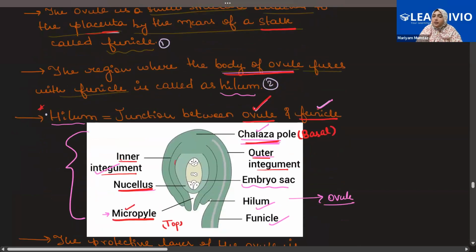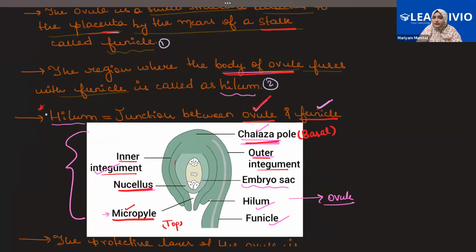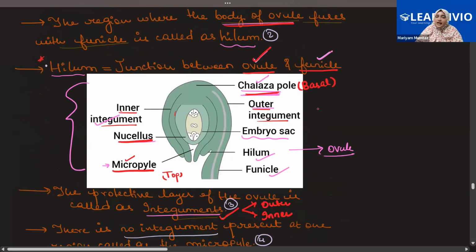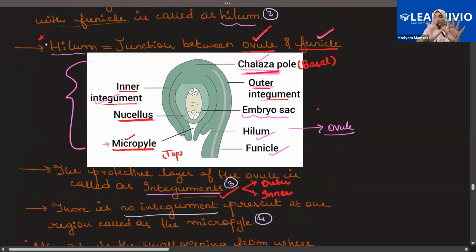So the funicle is a structure that connects the ovule to the placenta. Now the region where the body of the ovule fuses with the funicle, we call it as the hilum. The body of the ovule where it is fusing with the funicle. And if we talk about hilum, it is the junction between the ovule and the funicle. So this is the typical structure of the ovule. See, this is the funicle and this is how the ovule is attached to the placenta. Now, hilum is the junction between the ovule, this part, and the funicle. It's present right in the middle.